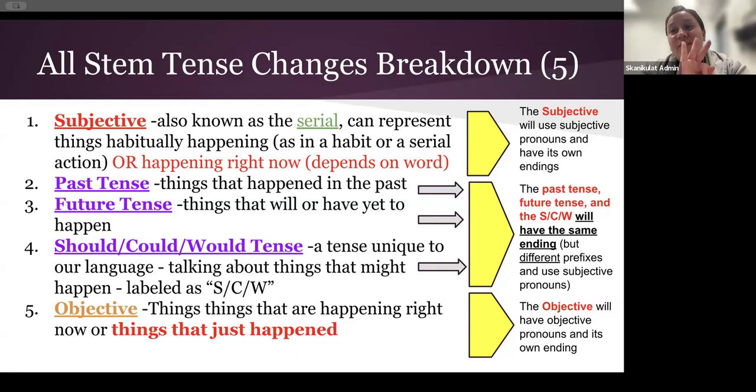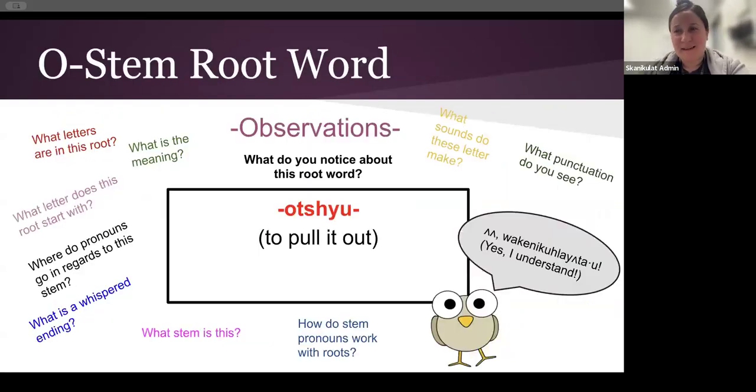We have three. There's only three endings. Out of all these five sets, there's only three endings. That's important because it's not a lot. Even though there's a lot of verb conjugations, it's only three endings.